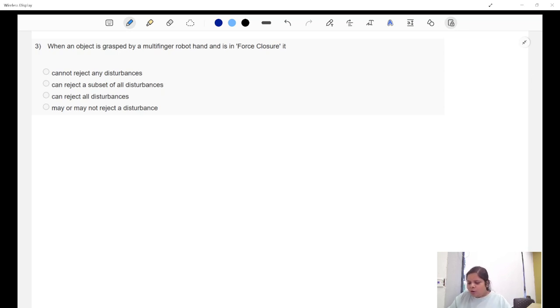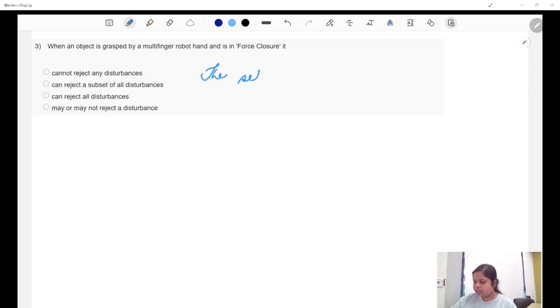When an object is grasped by a multi-finger robot hand and it is in force enclosure, what does that mean? It cannot reject any disturbances. It can reject a subset of all disturbances. It can reject all disturbances. May or may not reject a disturbance. Okay, so we'll be talking about force enclosure. So what does force enclosure mean? The first thing that we need to answer.